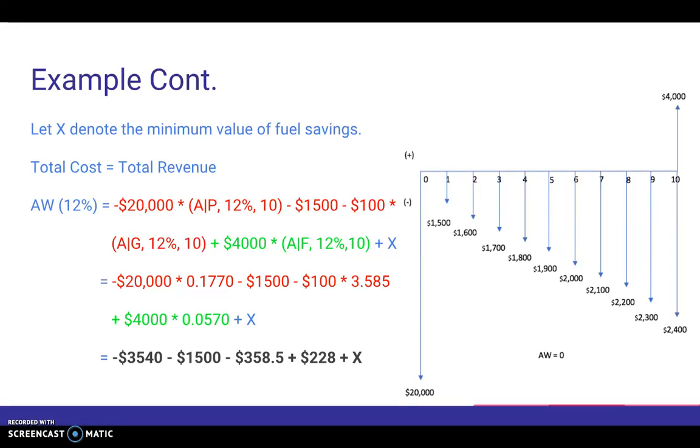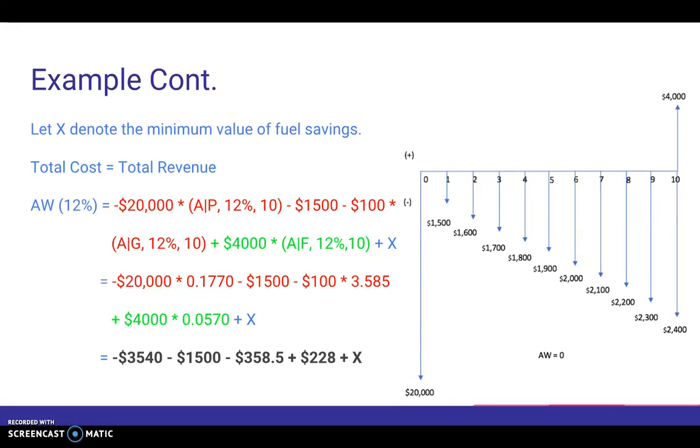Subtract $100, which is an increase of $100 every year thereafter, and multiply that by the value where you find the annuity given the gradient. And finally, you'll add $4,000 for the salvage value and multiply that by the value to find the annuity given the compound amount, and add X to the whole equation.